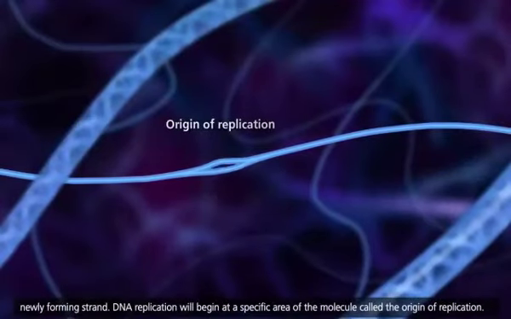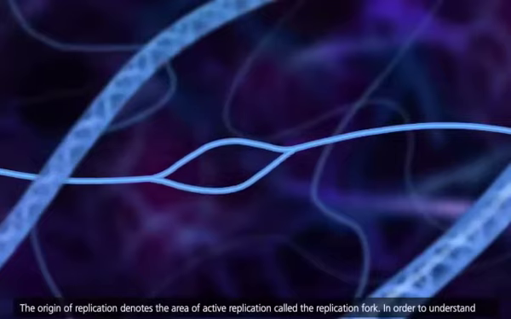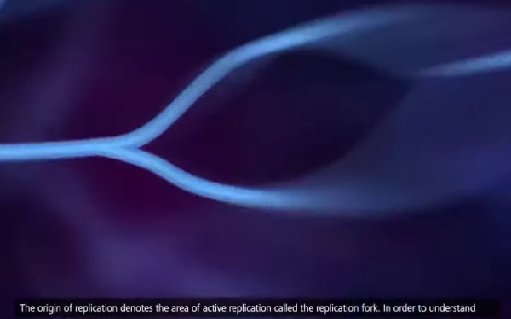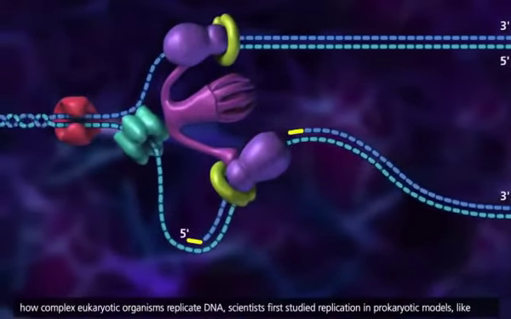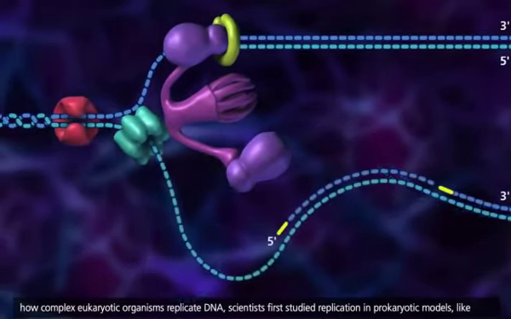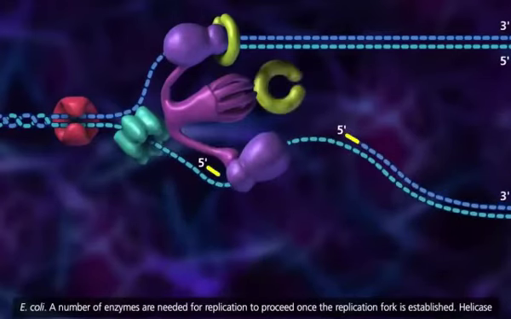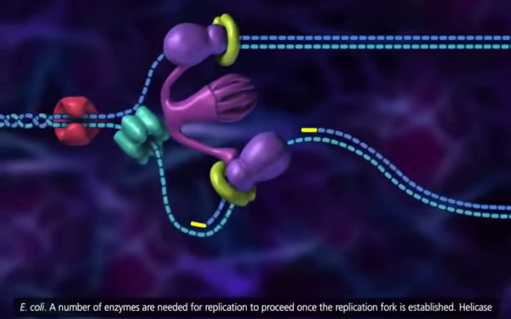Replication. The origin of replication denotes the area of active replication called the replication fork. In order to understand how complex eukaryotic organisms replicate DNA, scientists first studied replication in prokaryotic models like E. coli. A number of enzymes are needed for replication to proceed once the replication fork is established.